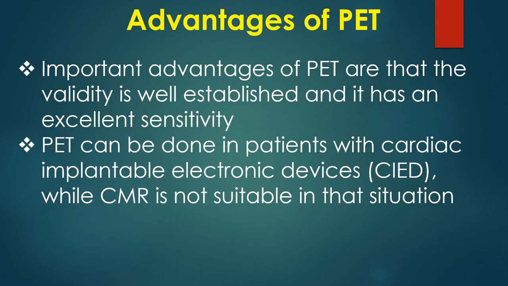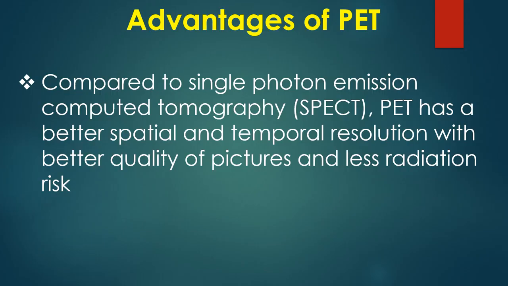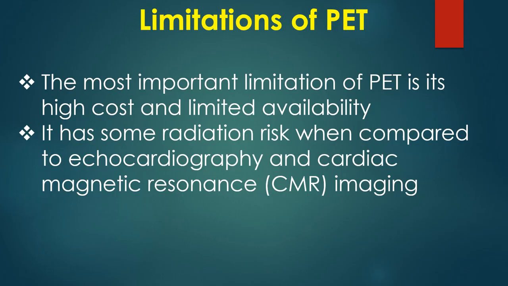PET can be done in patients with cardiac implantable electronic devices, while CMR is not suitable in that situation. Compared to single photon emission computed tomography, PET has a better spatial and temporal resolution with better quality of pictures and less radiation risk. The most important limitation of PET is its high cost and limited availability. It has some radiation risk when compared to echocardiography and cardiac magnetic resonance imaging.